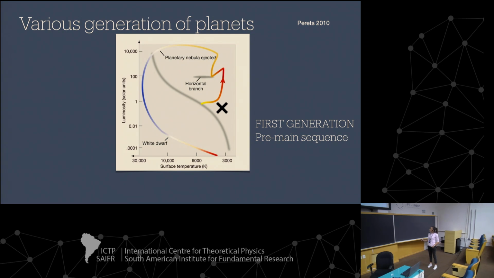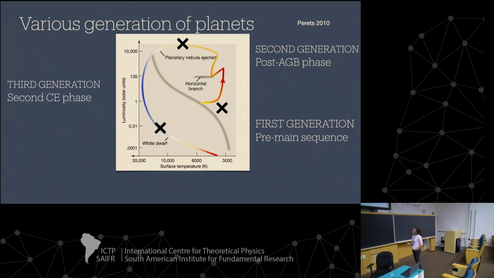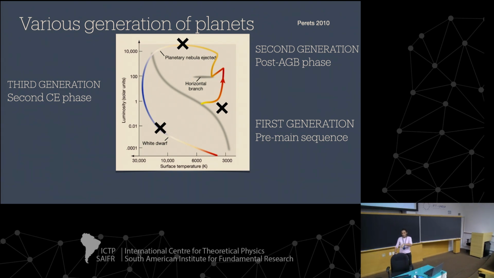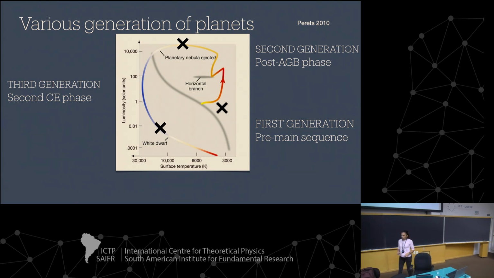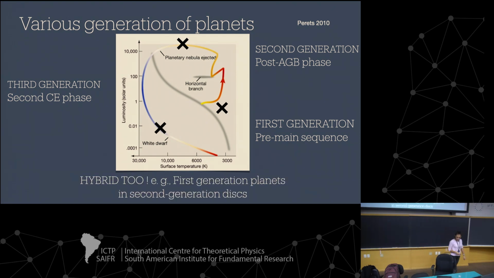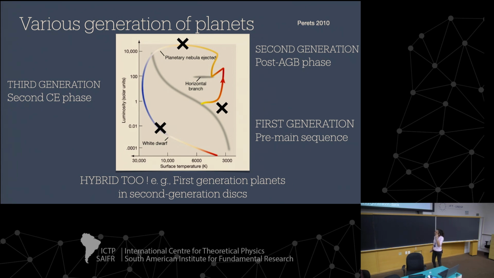The first generation is the one that Vladimir talked to you about in the first week. But then we might have a second generation, which is in the post-AGB phase, the thing that we just discussed. But then we might have a third generation when we have the second common envelope, for which again the least massive star is evolving, and there's a second common envelope phase and a second common envelope ejecta, and part of the material is going to stay bound to the binary. It's going to form a disk because of the angular momentum, and from that disk you might have the formation of another planet.